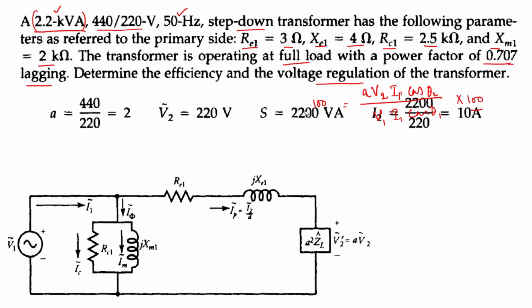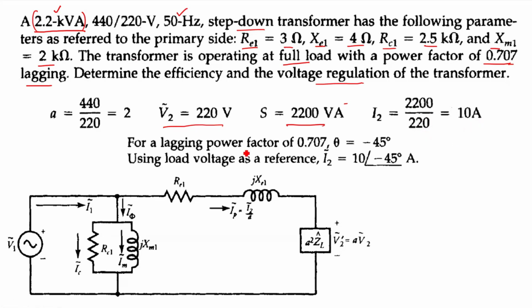First let us find the transformation ratio, that is A. A is nothing but 440 by 220, that is equal to 2. And V2 is given, that is 220 volt. So now your rating is 2200 VA, that is 2.2 kVA. And I2 I can find just by dividing 2200 by 220, that will give me 10 ampere. So now we know the power factor is lagging, so I can find theta. Theta is cos inverse of 0.707, and it is lagging, therefore minus 45 degree, minus of cos inverse 0.707.